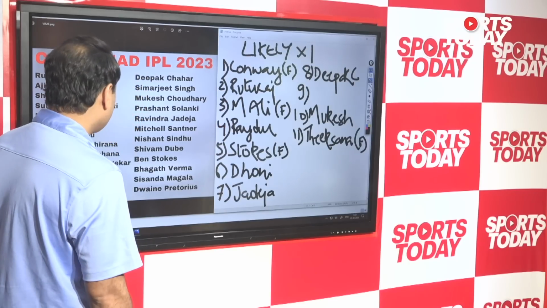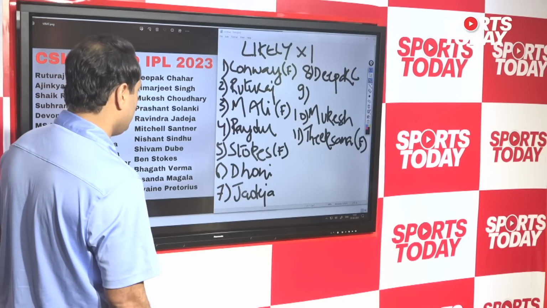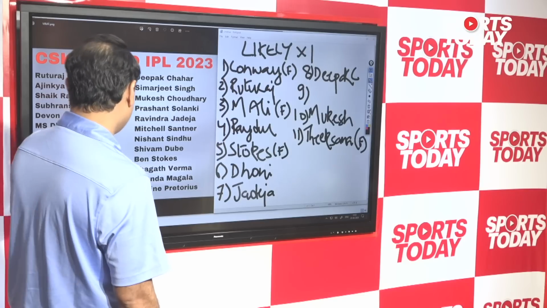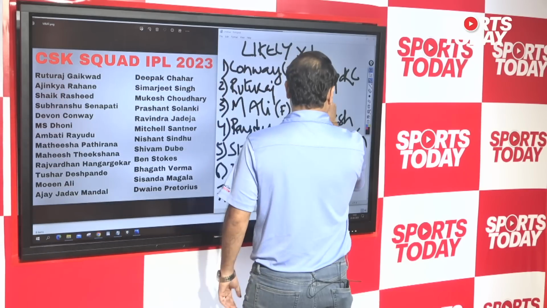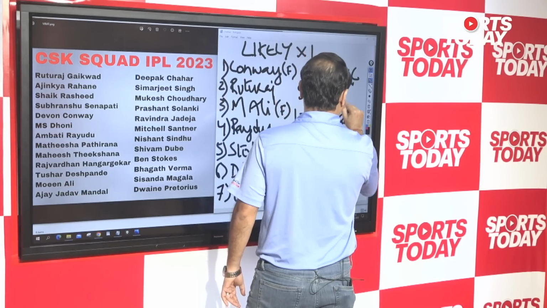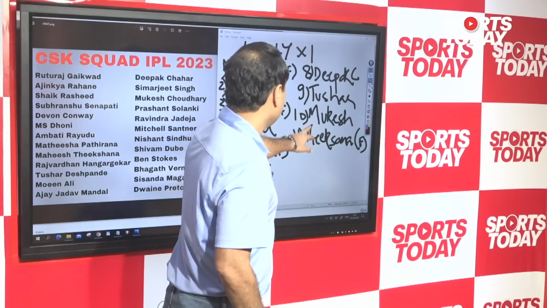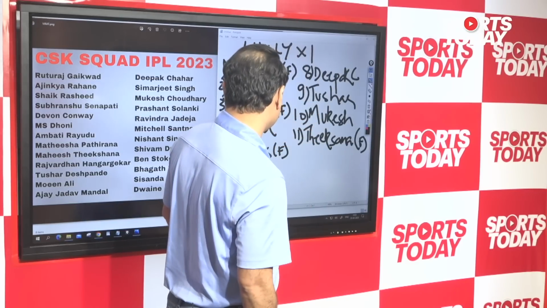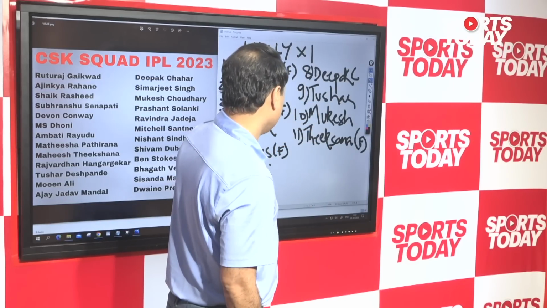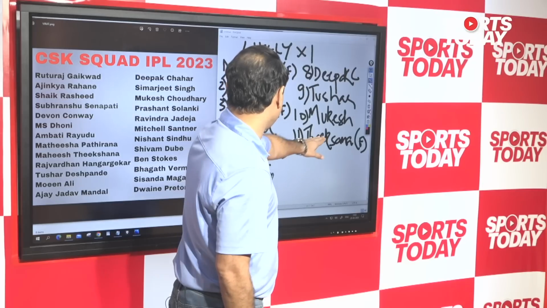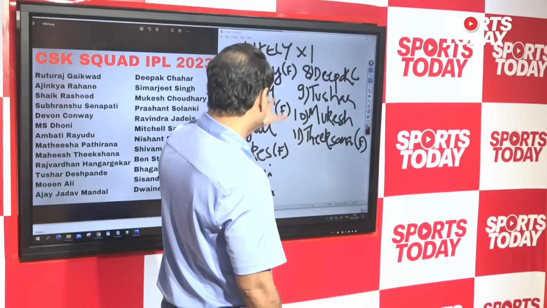So quickly tell me any player that you would want. Just say Hangrekar or Tushar. Tushar Deshpande. Tushar will start ahead of him. Okay. So now you have, let's say, 2, 3 fast bowlers, 4 with Stokes, and you've got 3 spinners. So it looks like a balanced team.